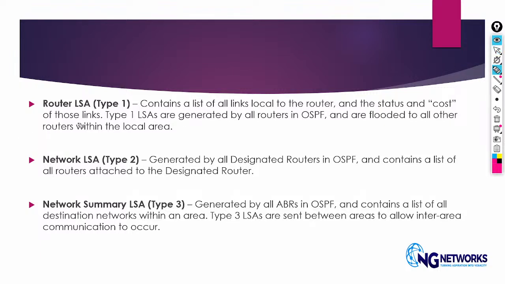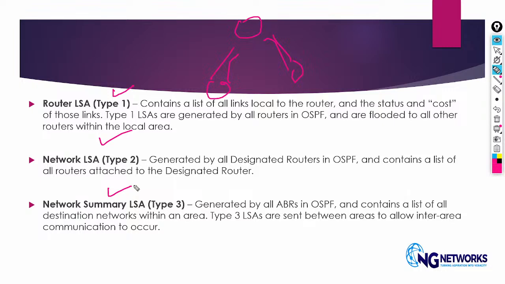First is type 1, that is a router LSA. It contains the list of all the links local to the router, and the status and cost of those links. It is only generated within the area. If I have 3 routers within the area, they will advertise their updates with LSA1 to each other. And LSA2 is generated only by designated routers. If there are a DR and BDR in the area, then they will generate LSA2, and it is also generated within the area.